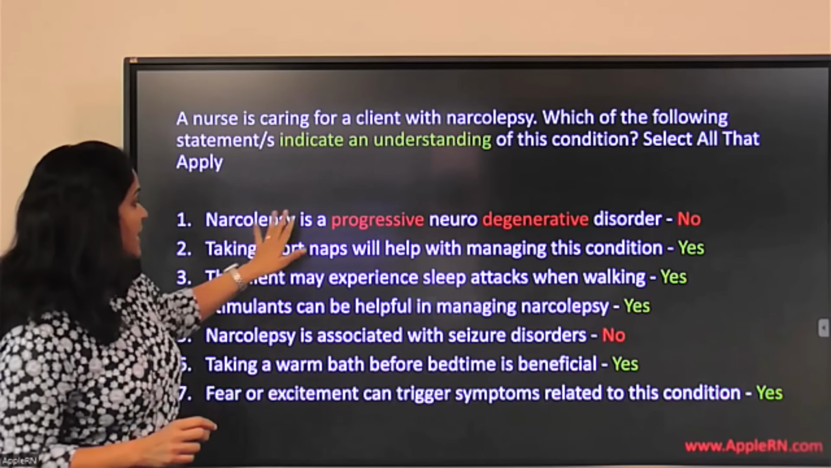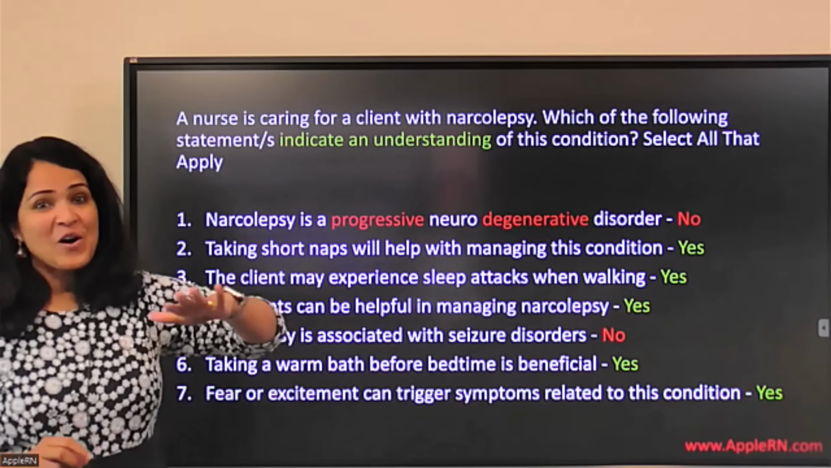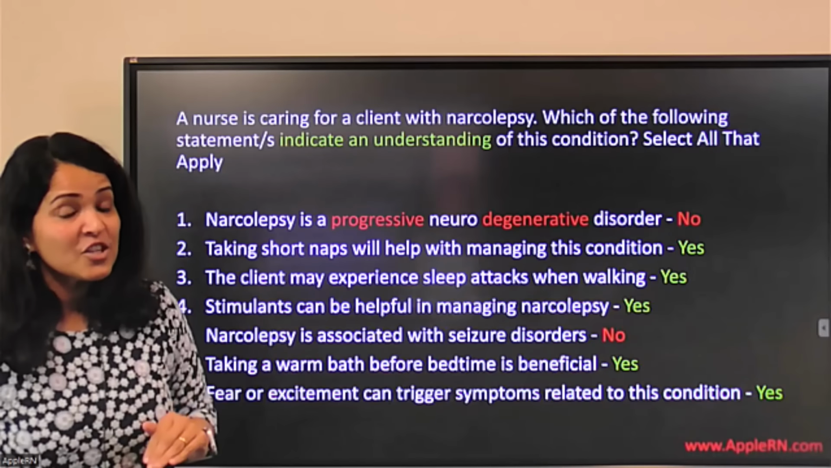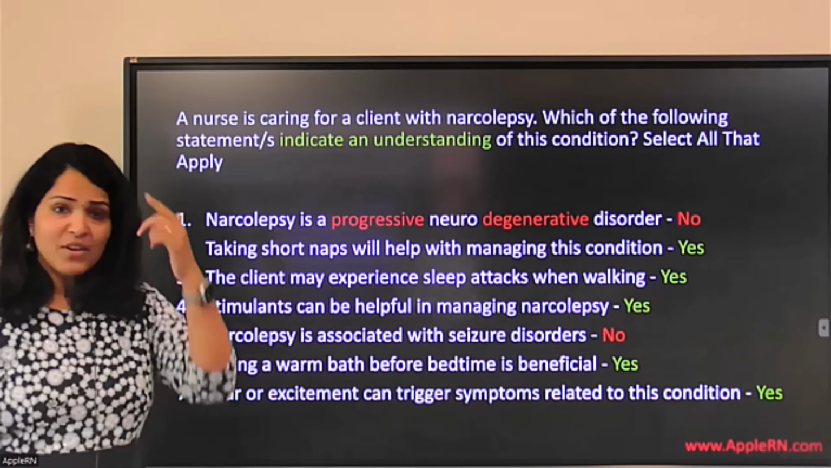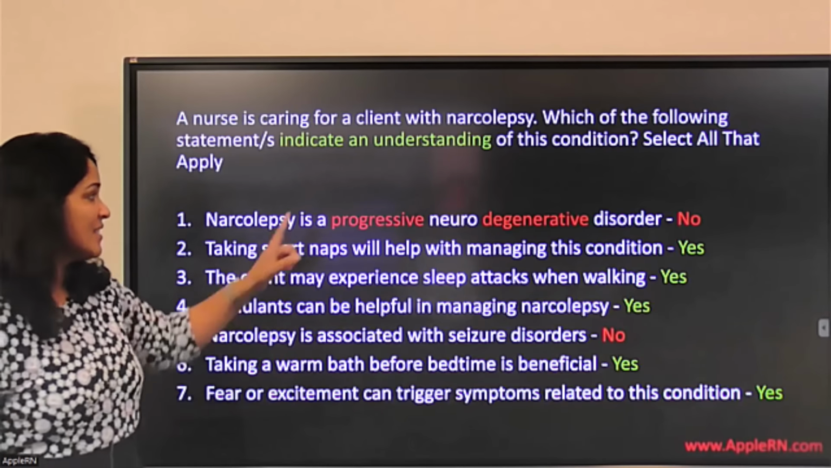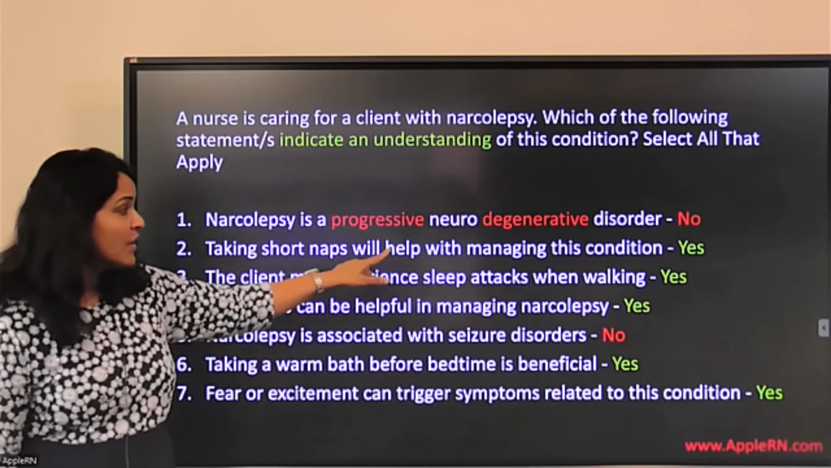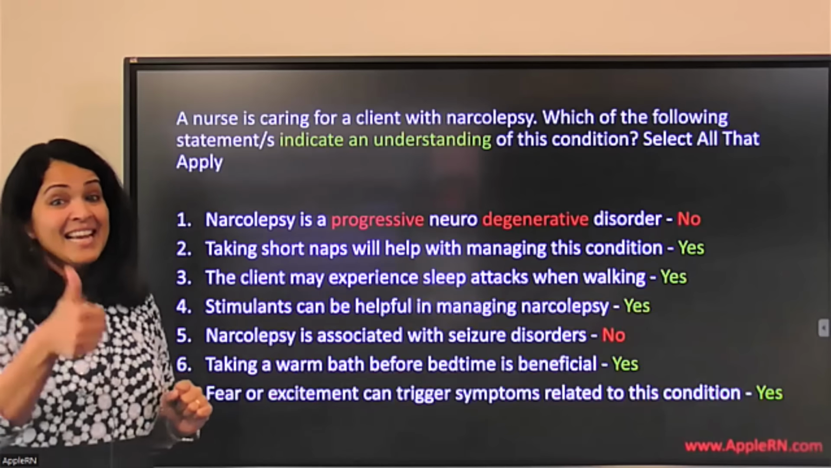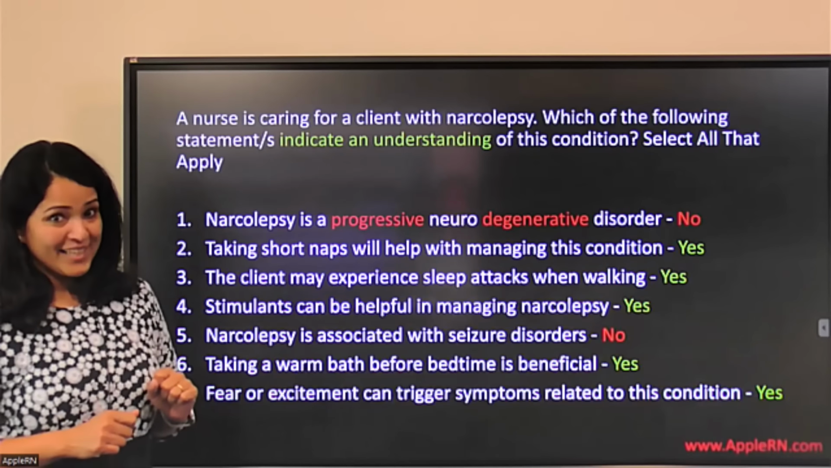So, narcolepsy is a progressive neurodegenerative disorder. No, it's not a degenerative disorder. It's a chronic problem, but people might get better and we are not losing the neurons over that. So this is not going to be our answer. Then, taking short naps will help manage this condition. Yes, that's an answer. So 2 is going to be one of our correct answers.